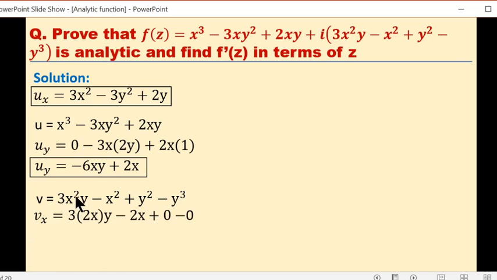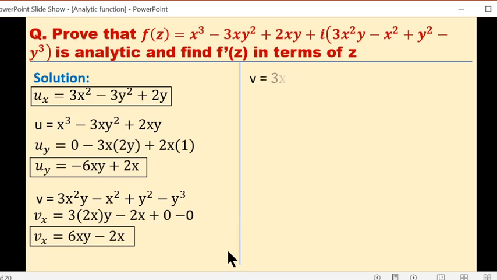So 3 as it is, x square's derivative is 2x, y as it is, minus x square's derivative 2x, plus no x terms here. So this is a constant with respect to x, so its derivative is 0. Minus here we have y cube. Here also there is no x term, so its derivative with respect to x will be 0. We write it properly: 3 2s are 6xy minus 2x. So this is our derivative of v with respect to x.